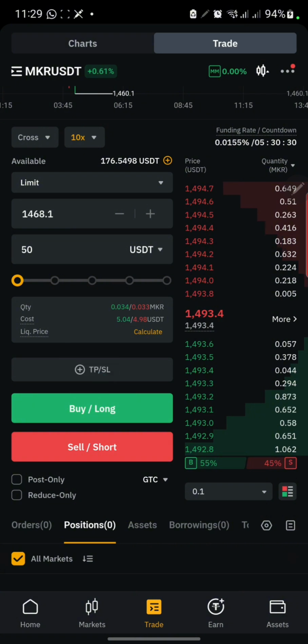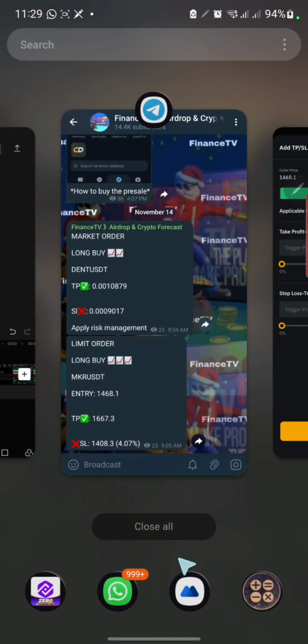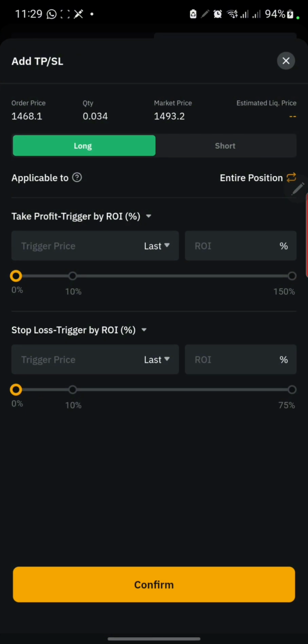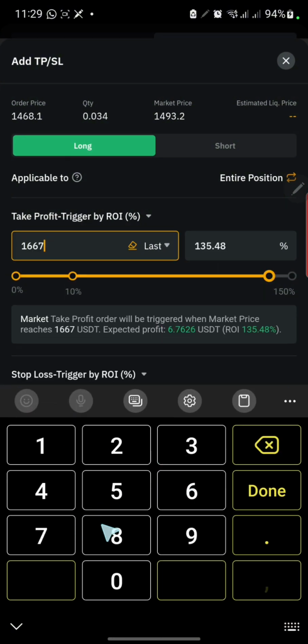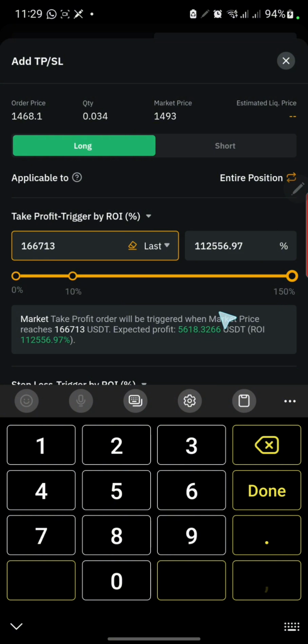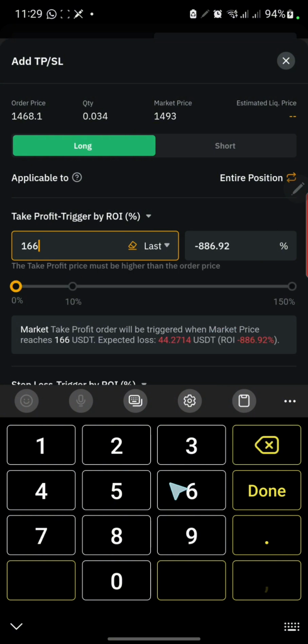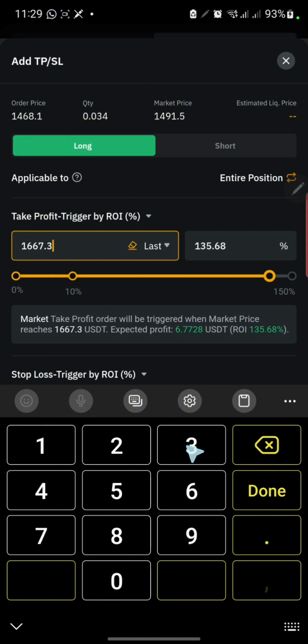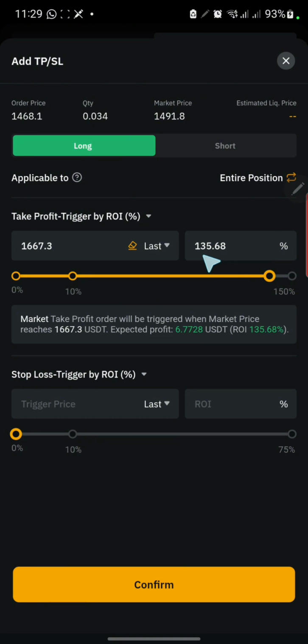Then go to take profit or stop loss. You pick the TP, 1667.3, and you pick it here, 1667.3, as you can see. This is 135%. So it will take profit at the end of the trade, and you are going to gain $6.7 as profit.